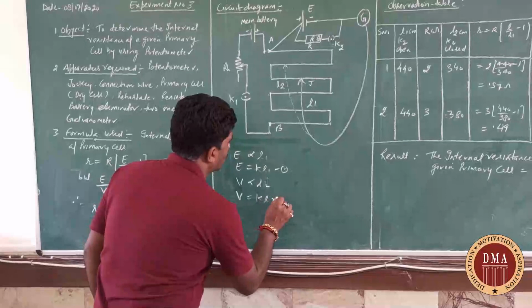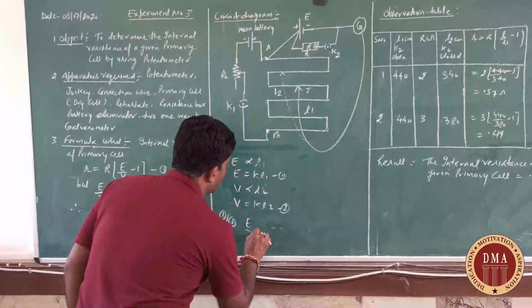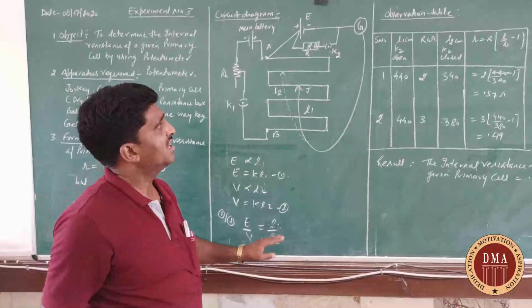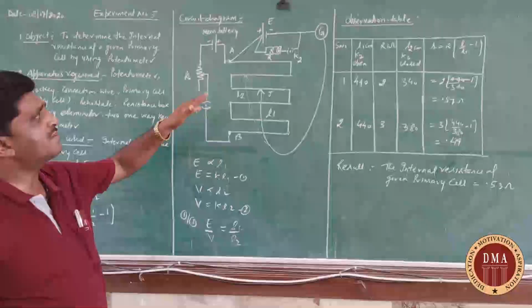Now equation 1 divided by equation 2, so E by V is equal to L1 by L2. L1 is the balancing length for EMF, and L2 is the balancing length for the terminal potential difference. We will make the following observation table. Now we will explain two questions that are many times asked in your board examination.